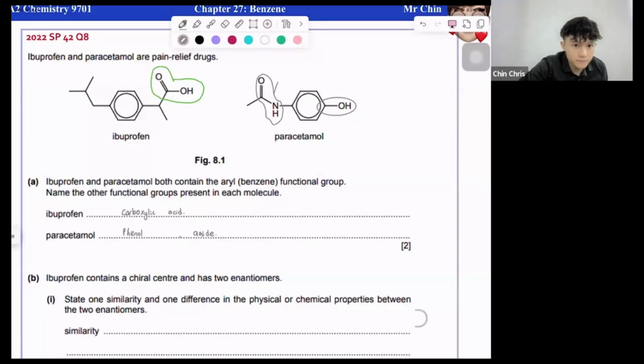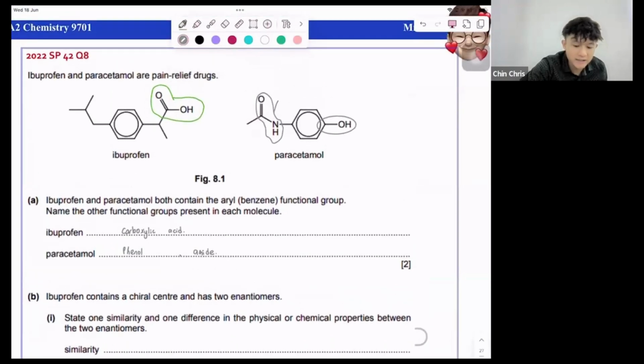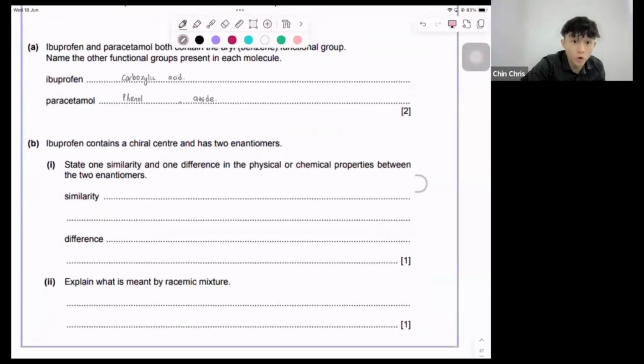Alright, guys, next. So ibuprofen contains a carboxylic acid, and by the way, ibuprofen is used as a painkiller. These 2 drugs, painkillers, are commonly found in Panadol. So guys, let's look at it.